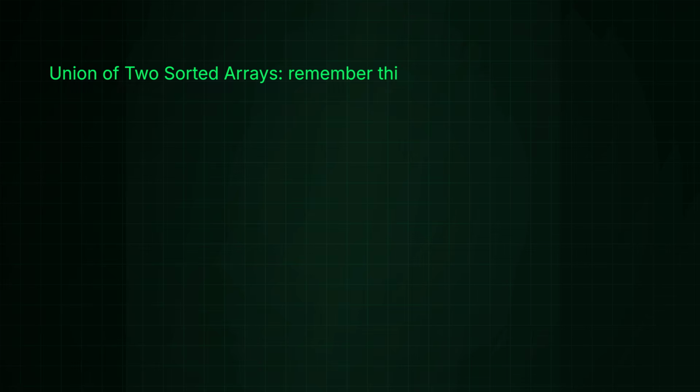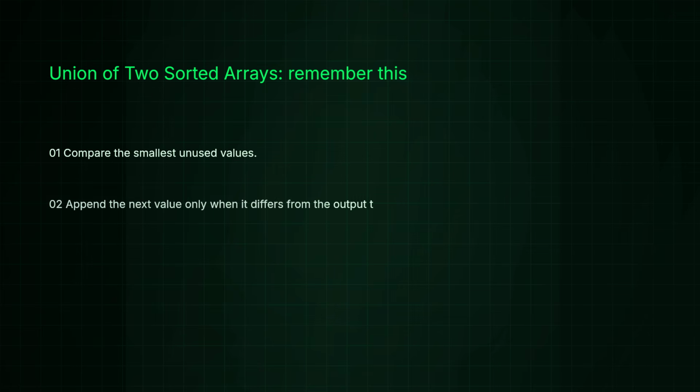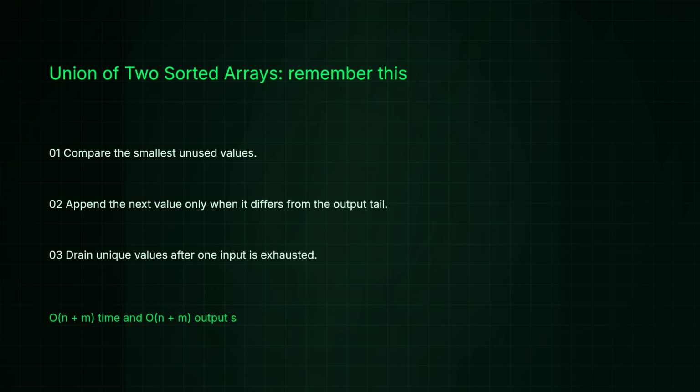Union of two sorted arrays comes down to 3 ideas. Compare the smallest unused values. Append the next value only when it differs from the output tail. Drain unique values after one input is exhausted. O(n plus m) time and O(n plus m) output space.